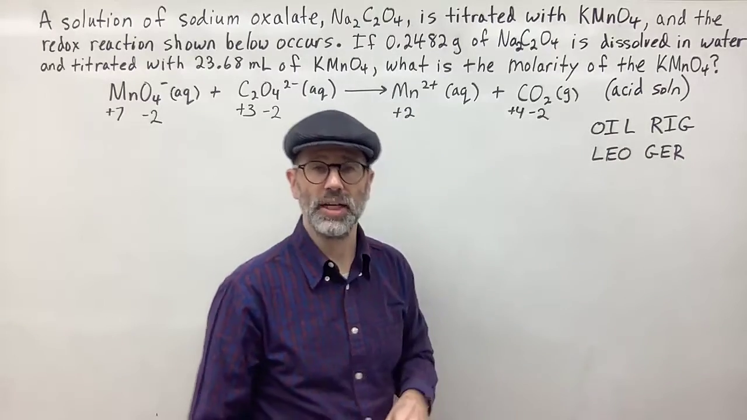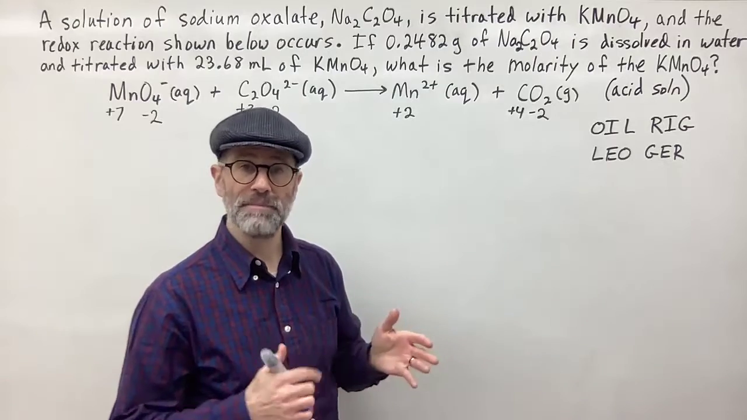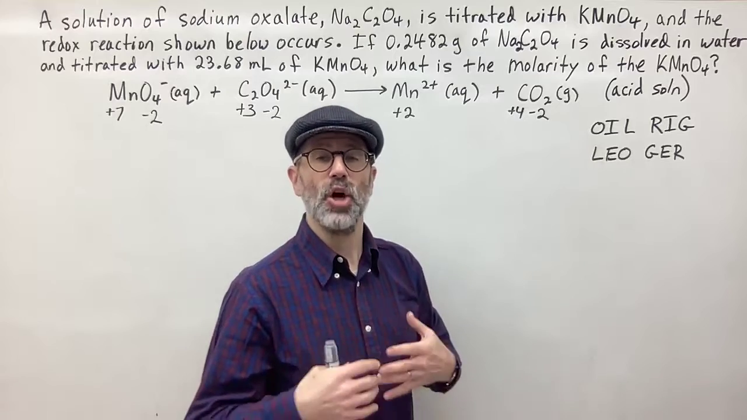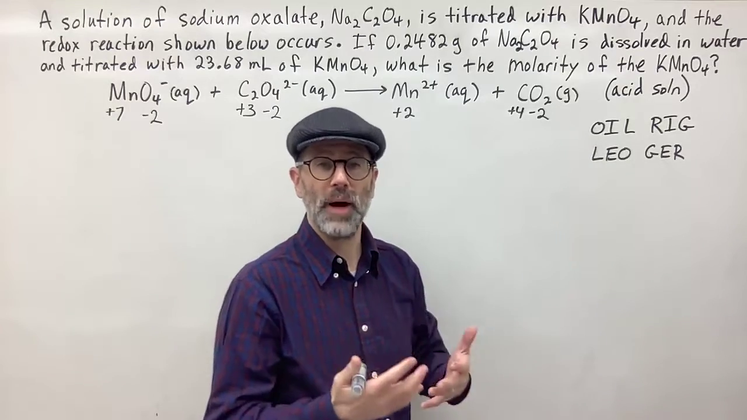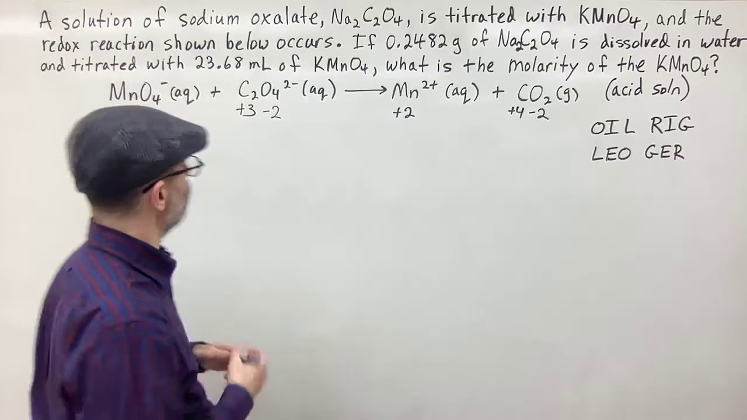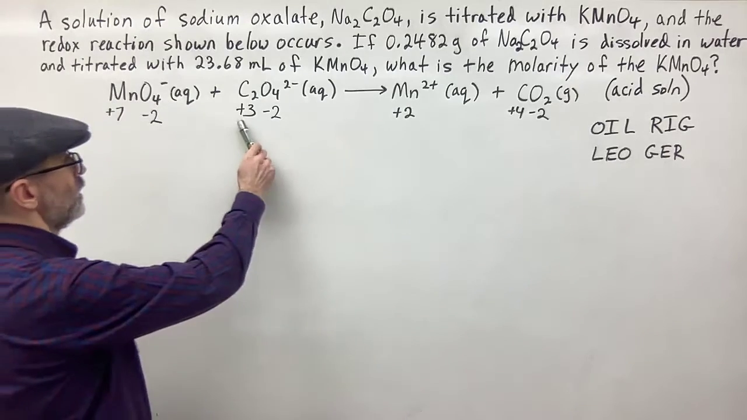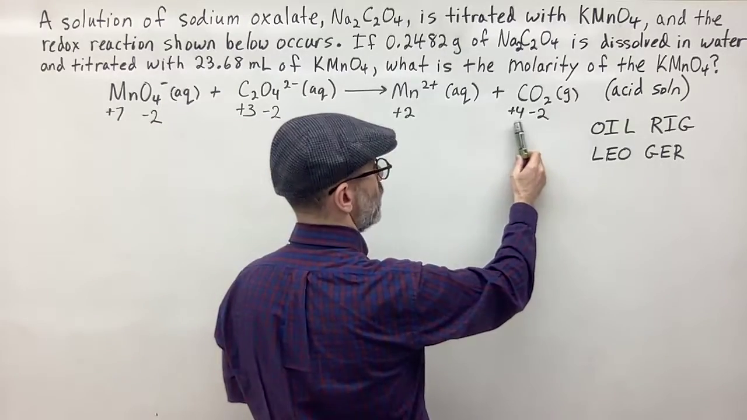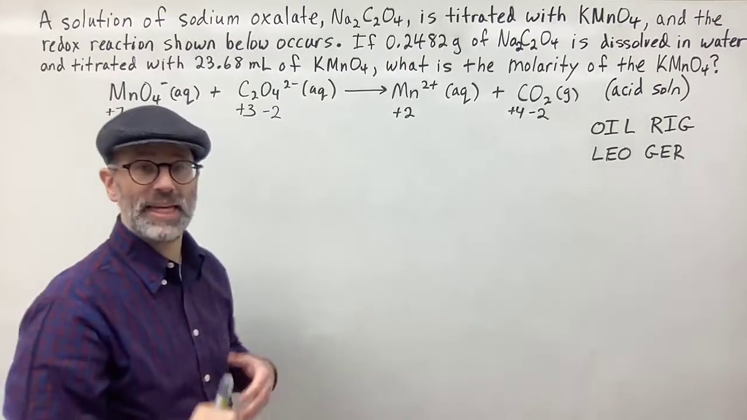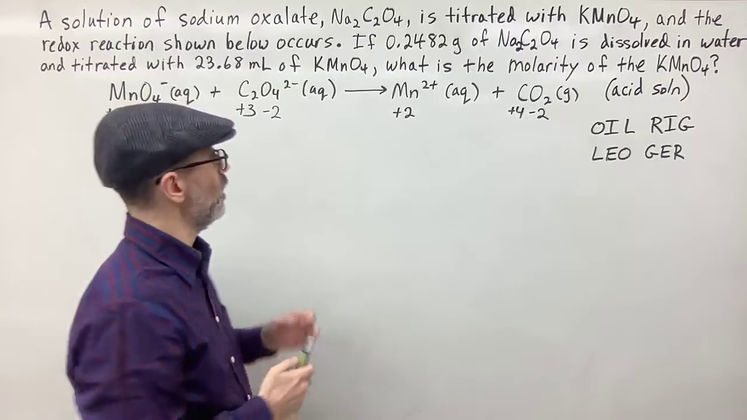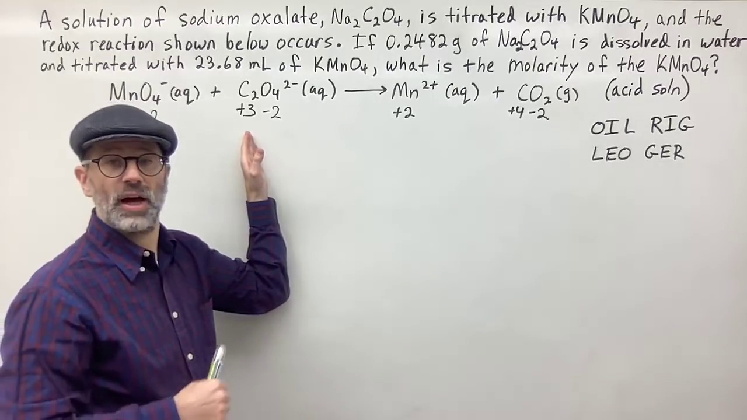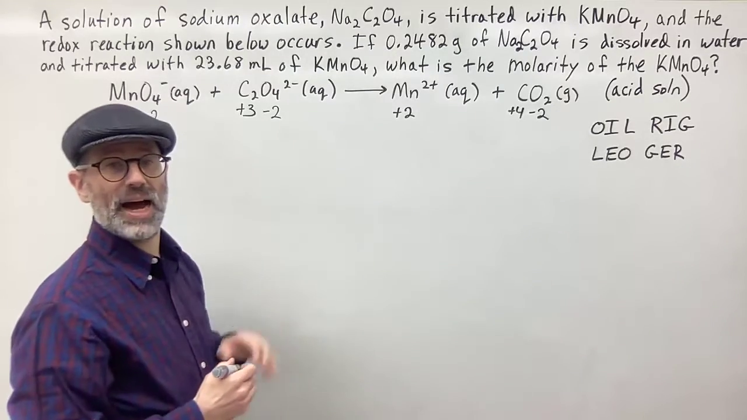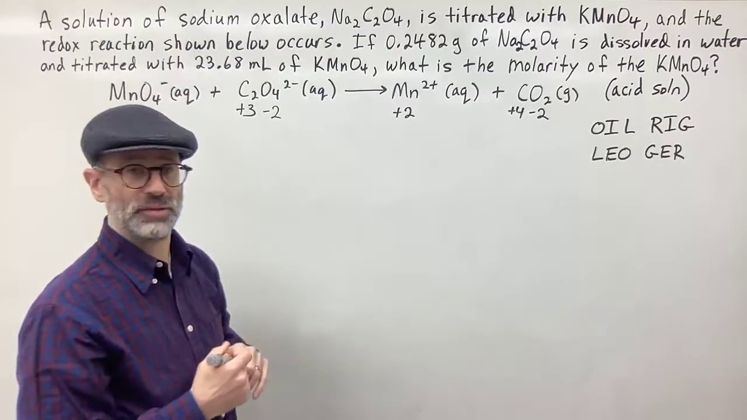So those are good mnemonic devices to remember what is what. Oxidation is the loss of electrons. When you lose electrons, you become more positive. So what element becomes more positive? If you look at the carbon, here it was a +3. Here it's a +4. So it became more positive, so it lost electrons. So the carbon is undergoing oxidation. So we're going to write that as the oxidation side of the reaction.